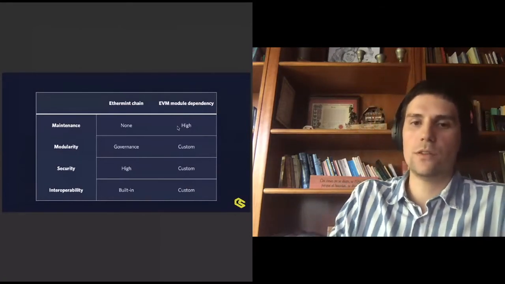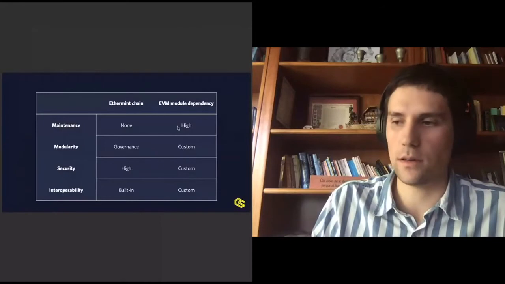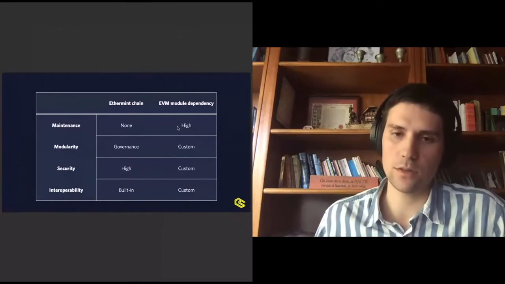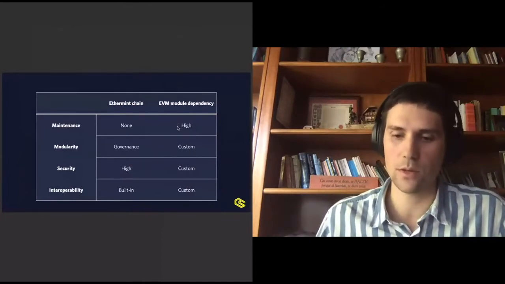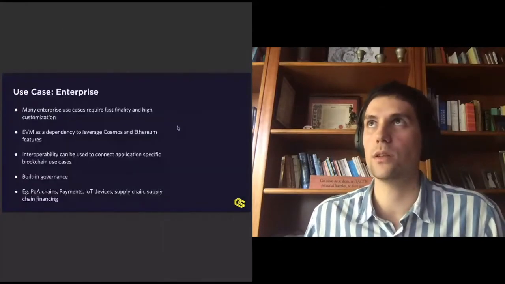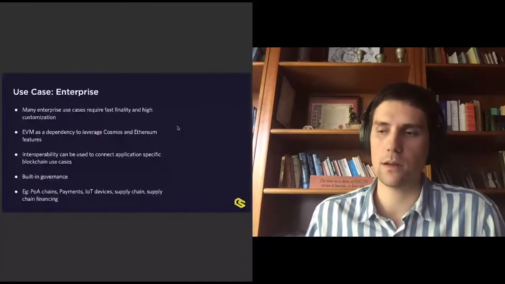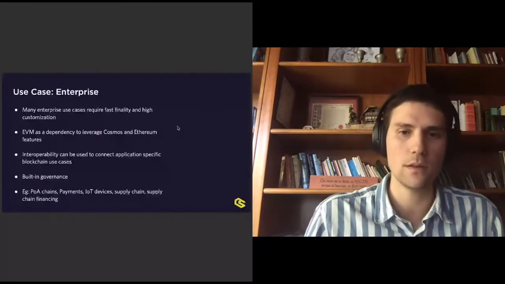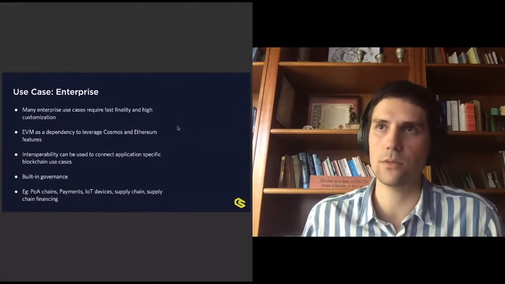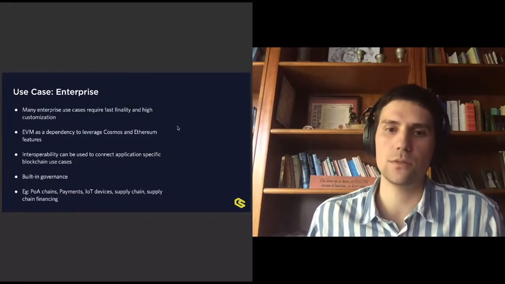So I wanted to briefly mention two main use cases for enterprise and the Ethermint chain. There are many enterprise business logic and business use cases that require fast finality and high customization. This is why in Ethereum, it's really relevant for enterprises to use a POA-like chain that offers greater customizability. Importing the EVM as a dependency for other existing projects that want to leverage this and have their existing smart contracts built in is a great option.